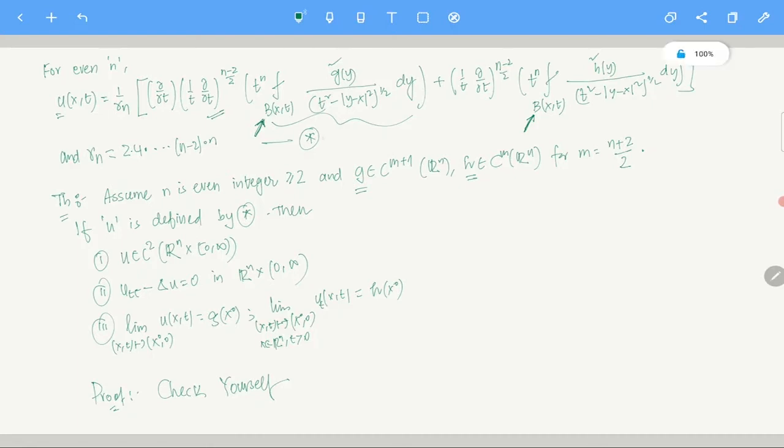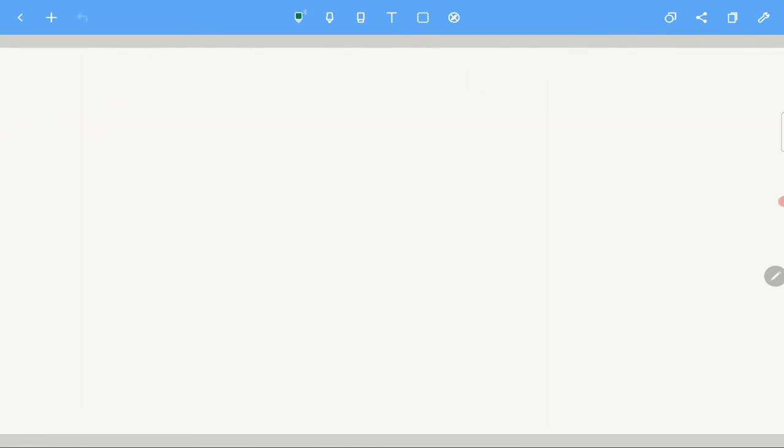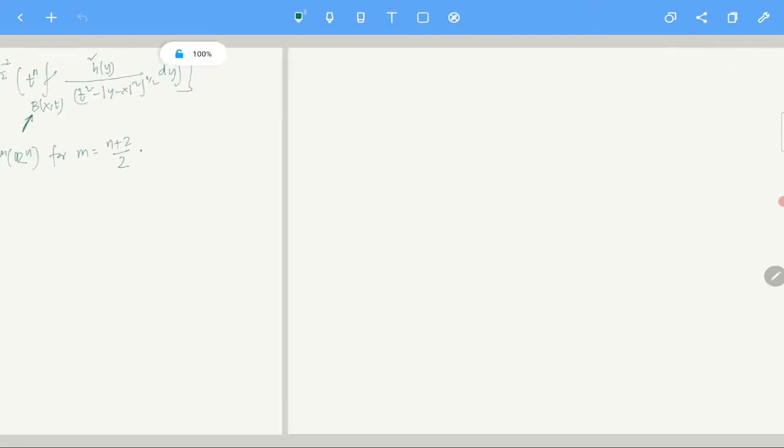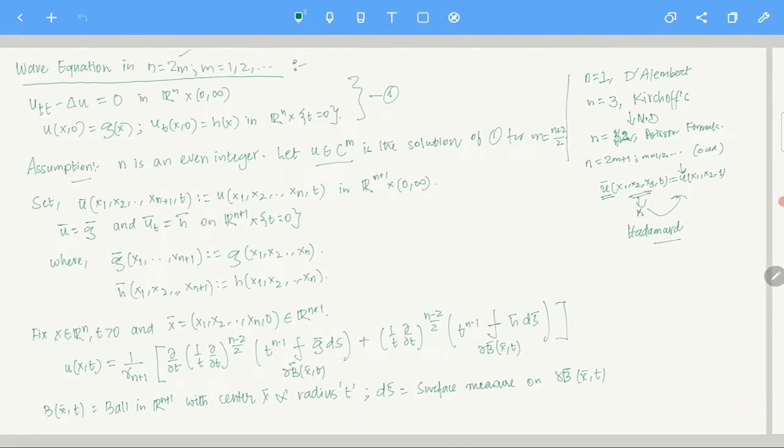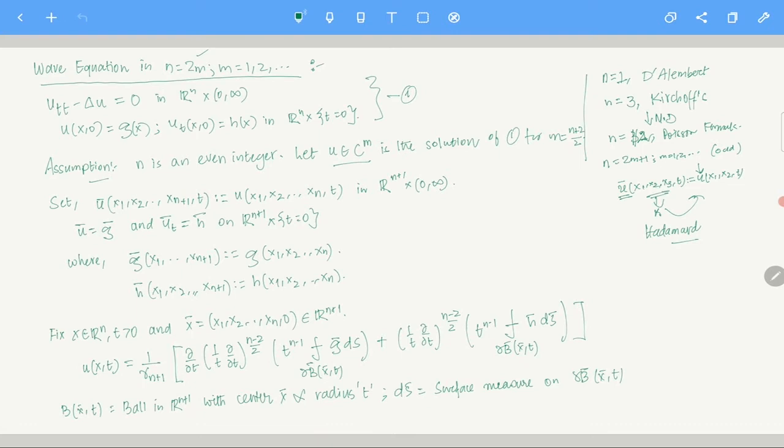Okay, we'll explain what all of this means in the physical sense, but let's write down the odd dimensional Kirchhoff formula. You see, in odd dimension the formula is given like this. So essentially here what will happen is this.